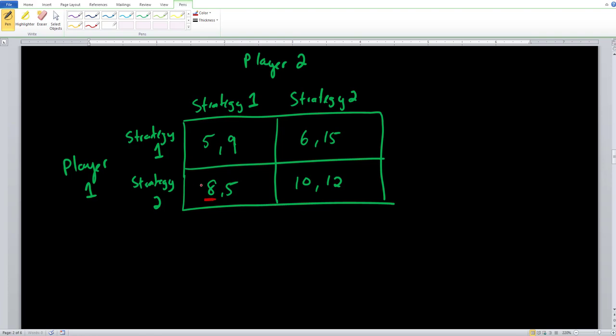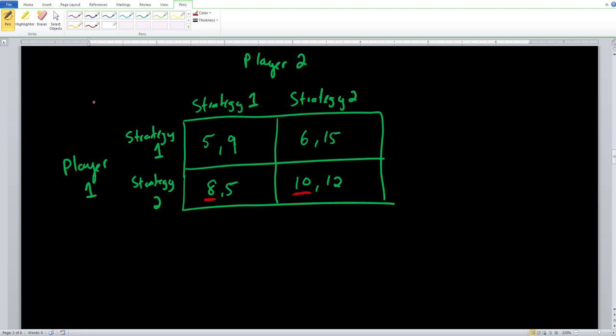Then you want to do the same thing for strategy number 2. What if you knew for sure player number 2 was going to be playing strategy number 2? Now cover up the left-hand side of the table with your hand, and now you can only see strategy number 2 on the table. And once again, what would be the best thing for you to do as player number 1? Choose strategy 1 that gives you a payoff of 6, or choose strategy 2 which gives you a payoff of 10. And once again, 10 is bigger than 6, so you would want to play strategy number 2. So in both of these instances, no matter what player number 2 chooses, you as player number 1 are going to choose strategy 2.